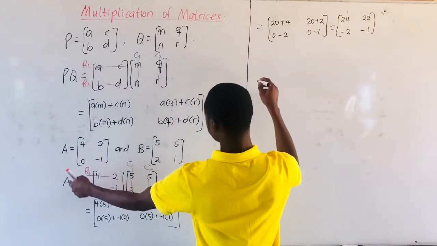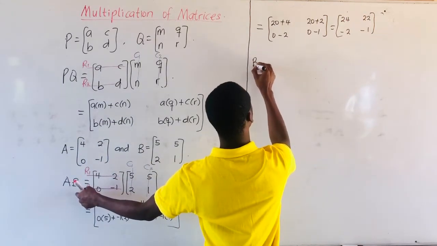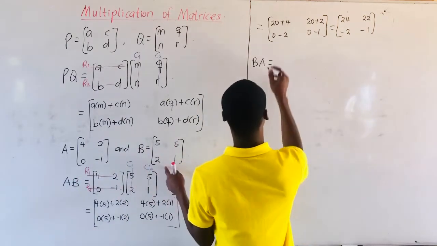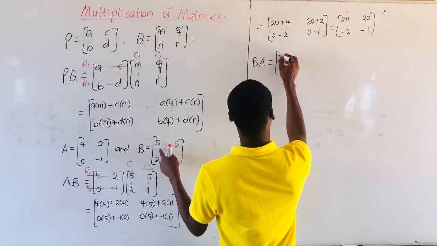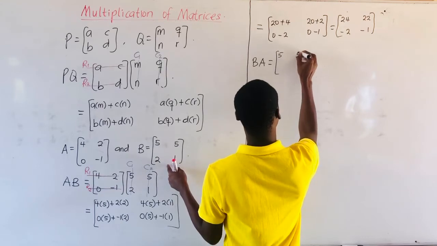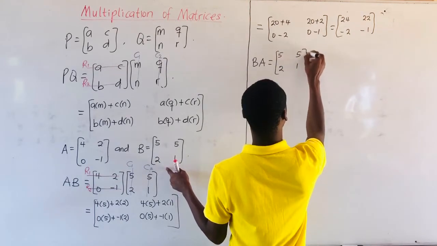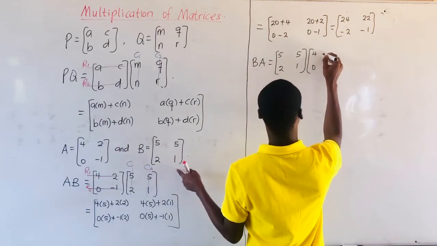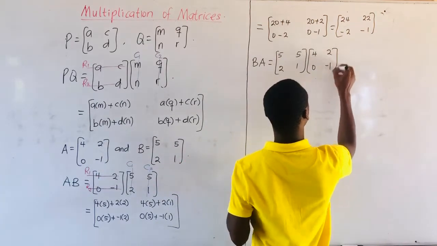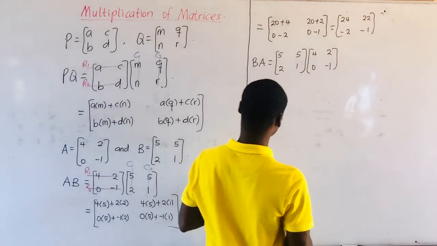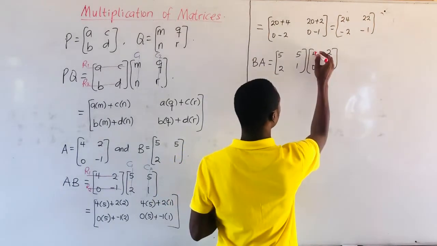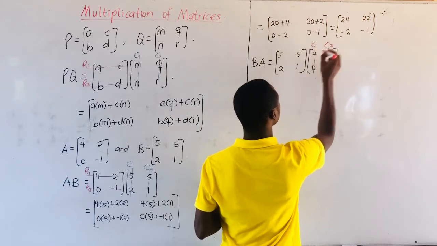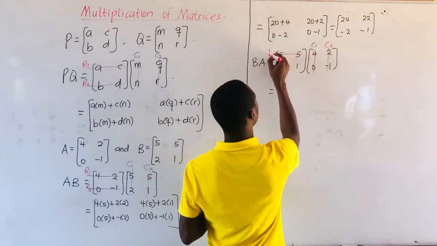Let's look at the matrix B times A. When we interchange them, we will have 5, 5, 2, 1 times 4, 0, 2, negative 1. And the rule is still the same. We multiply the columns in the second matrix, column 1, column 2, by the rows in the first matrix.